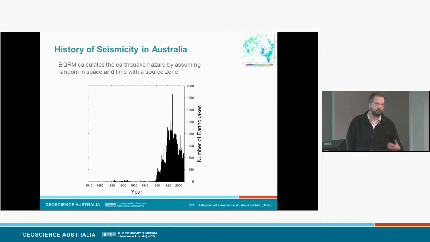So one question is, how well does this represent the seismicity in Australia? This is a simple plot. It shows the number of earthquakes per annum across Australia from 1840 to 2010. And the sporadic seismicity between 1880 and 1960, and earthquakes become really popular in the 60s.